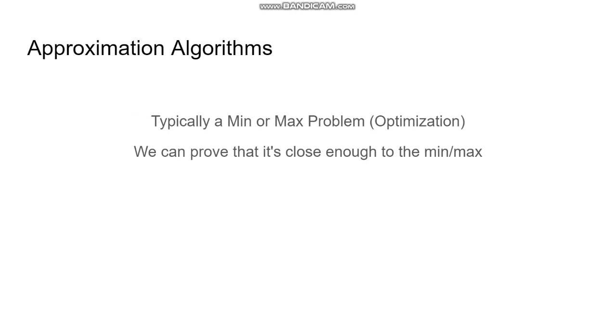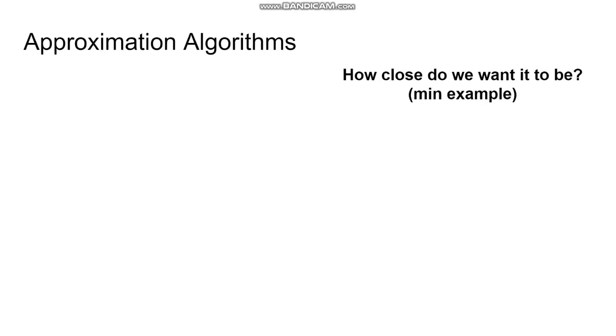So approximation algorithms are typically applied to a min or max problem, otherwise known as an optimization problem. And we can prove that it's close enough to the actual min or max value. So how close do we want it to be? Let's say a min example, which I'm going to go over right now.